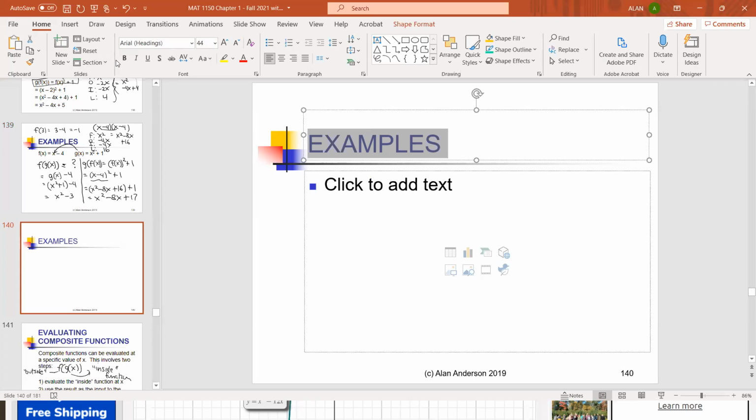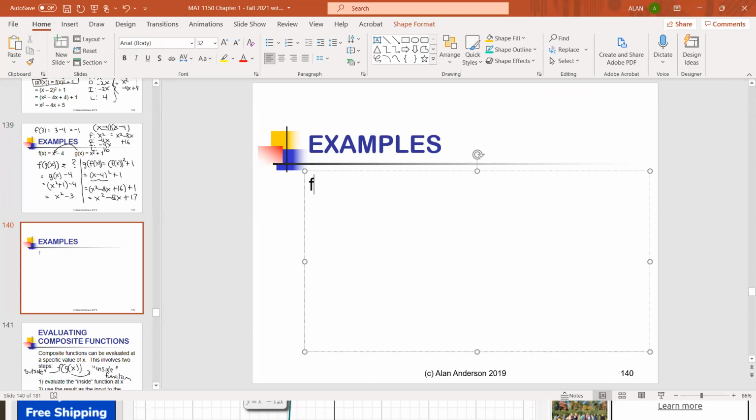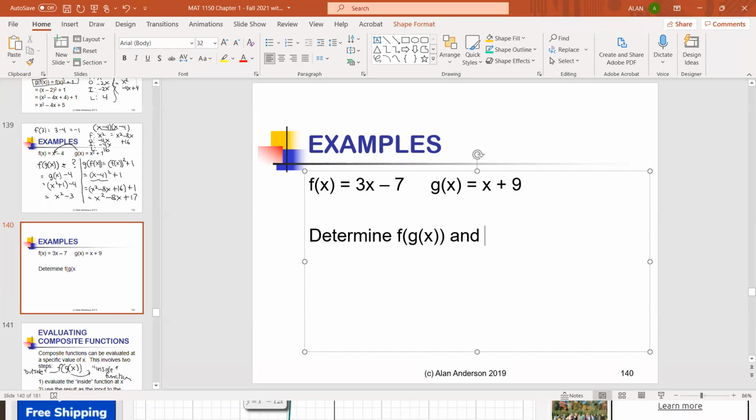I'll try to avoid any that are horribly complicated. All right, that'll do. So you're going to find f of g of x and g of f of x. There's no squares here, so this one will be extra simple. Why don't you take a second, get out a piece of paper, and see what you can come up with.